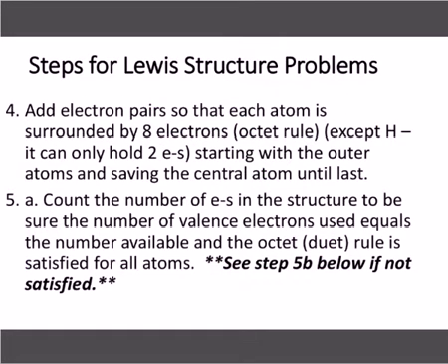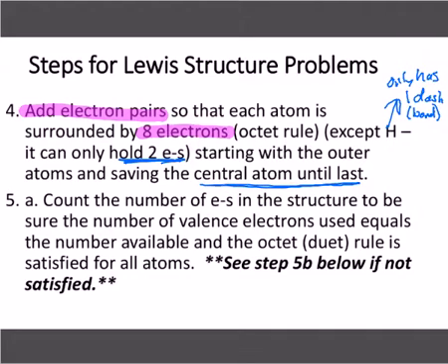Step 4, we're going to add electron pairs so that each atom has 8 electrons. Remember, hydrogen will only have 2 electrons, which means, guys, hydrogen only has one dash, one bond. It only has one bond. Save the central atom until the last one when you're adding lone pairs.